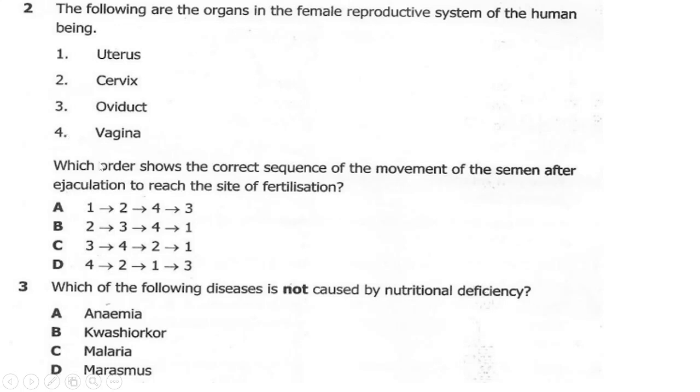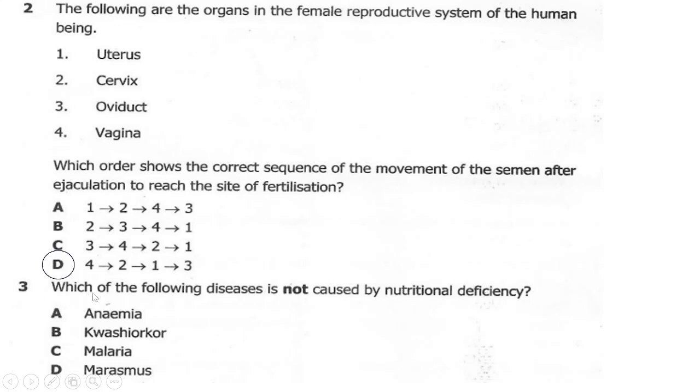So the order should start with 4 vagina, then 2 cervix, then 3 uterus. We go to uterus, which is at number 1. Then lastly, it goes to the oviduct. So you start with the vagina 4, you go to the cervix, which is at number 2, you go to the uterus, which is at number 1, you go to the oviduct, which is at number 3. So the order is 4, 2, 1, 3. Okay, so the answer is D.